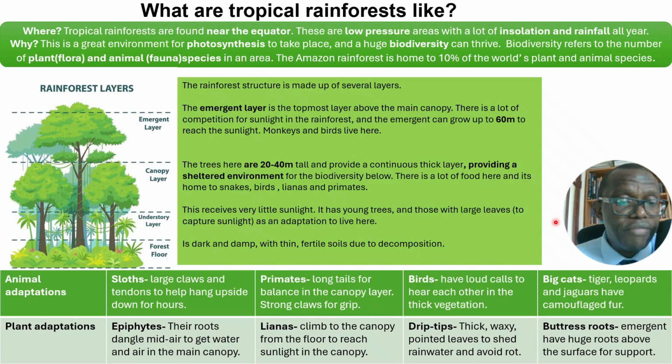Then lastly, we have the forest floor right at the bottom. Now, this here is a dark and damp layer with thin fertile soils due to decomposition. So why are we saying that the soils are fertile? We are saying that the soils are fertile because they are getting a lot of decomposed material. So the material that is decomposing is basically the leaves of the plants that are in the rainforest and the animals that die and fall to the forest floor. So those decompose very quickly.